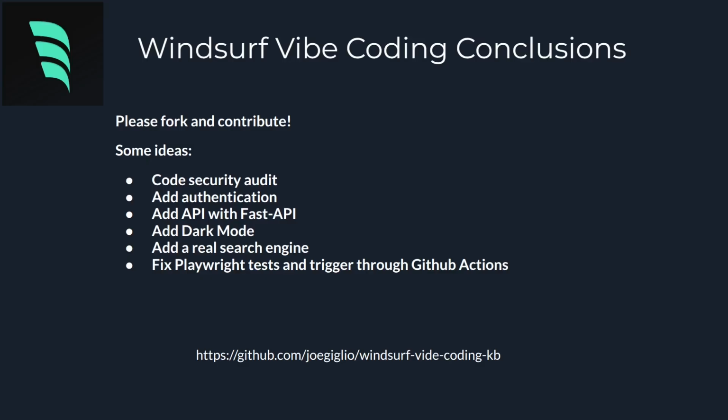If you are more QA-minded, try fixing the Playwright tests and have them trigger through maybe GitHub Actions every time there's a pull request or a commit. You need to do testing often and thoroughly. So if you are interested in contributing, there's the URL for this project on the bottom. I'm also going to add it to the video descriptions.